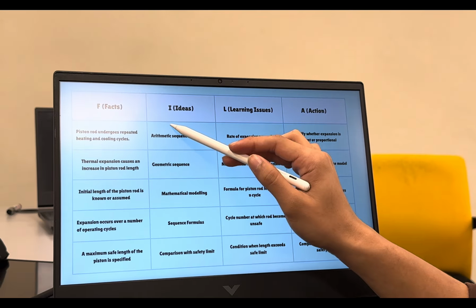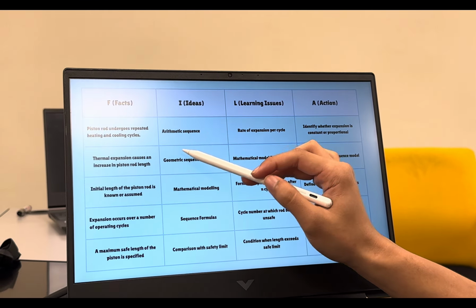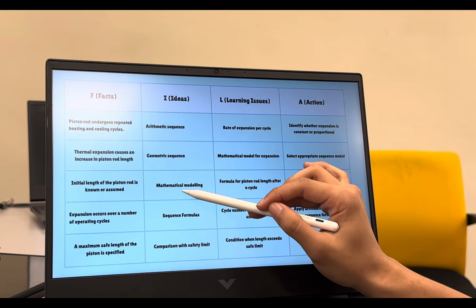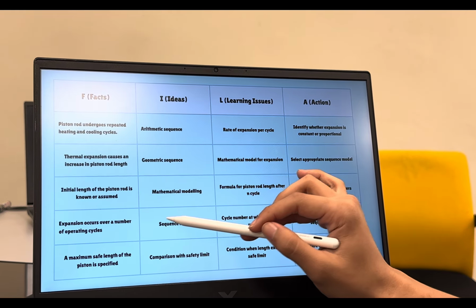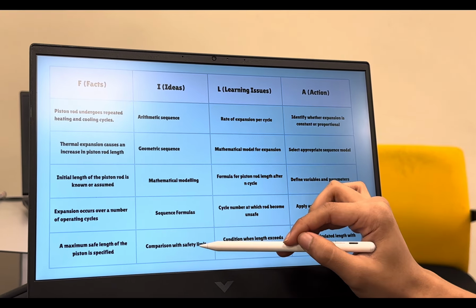So we go into the next one, which is ideas. The first idea is arithmetic sequence. The second idea is geometric sequence. The third idea is mathematical modeling. The fourth idea is sequence formulas. And the last idea is comparison with safety limit.